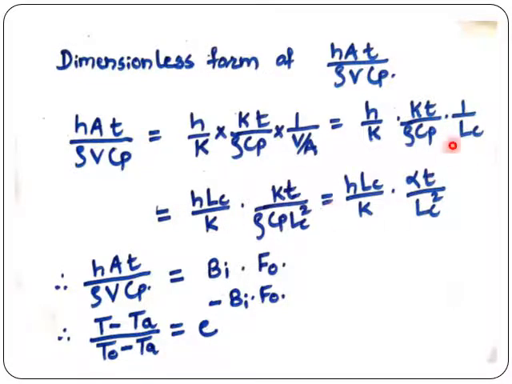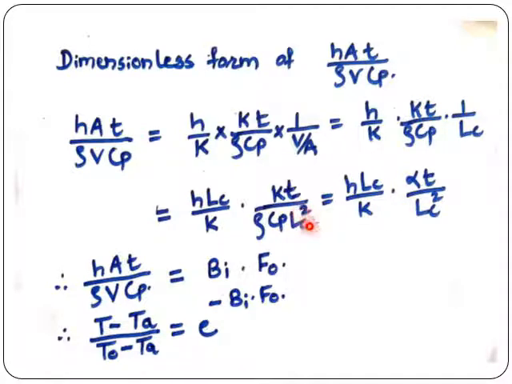Now if I again multiply and divide the left-hand side by Lc, the denominator becomes Lc squared, and you have Lc in the numerator also. So h Lc by k, this term I am separating, and k t by rho Cp into Lc squared, which I have taken here and am multiplying in the denominator as well.